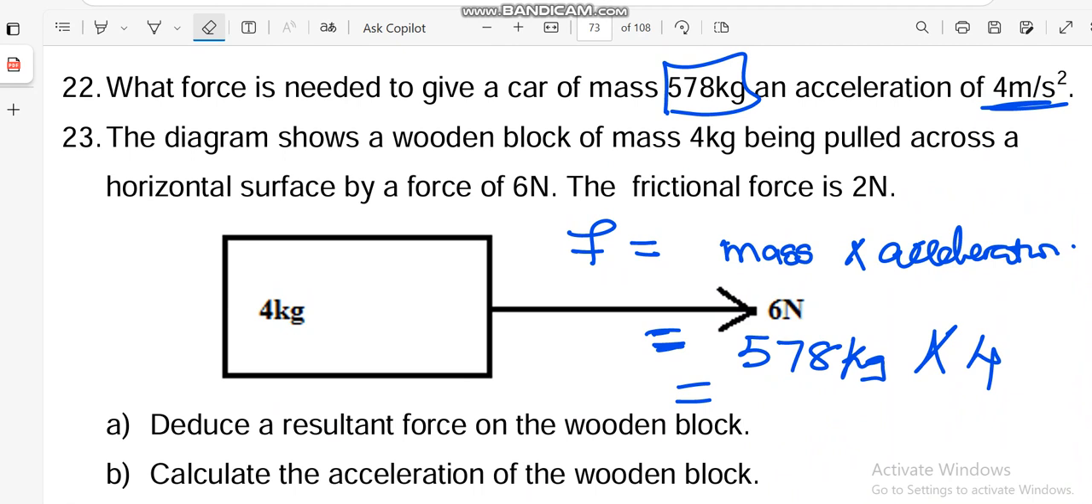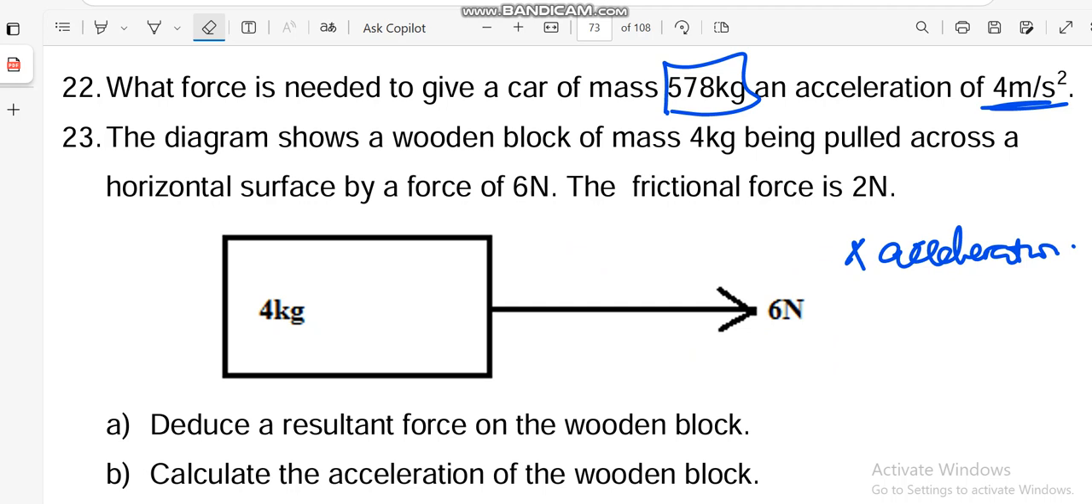Number 23. The question says, the diagram shows a wooden block of mass 4 kg being pulled across a horizontal surface by a force of 6 newton. The frictional force is 2 newton. That's what the question is saying. So what are you going to do to solve this question? For the first part, you are going to find the resultant force on the wooden block.